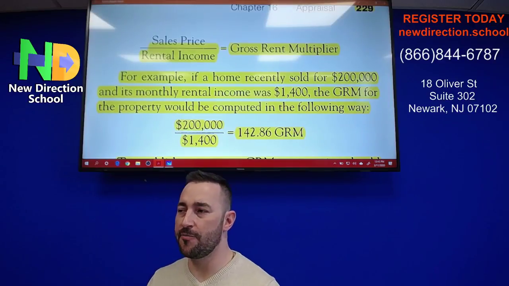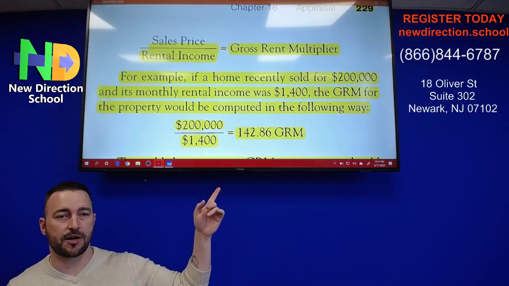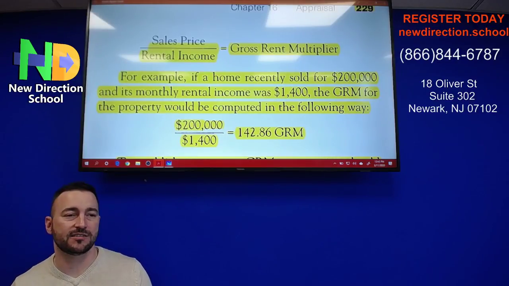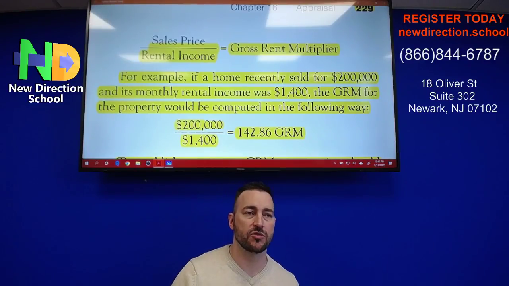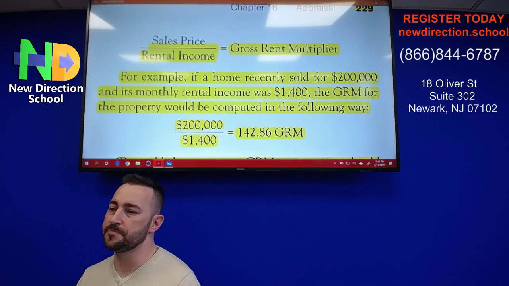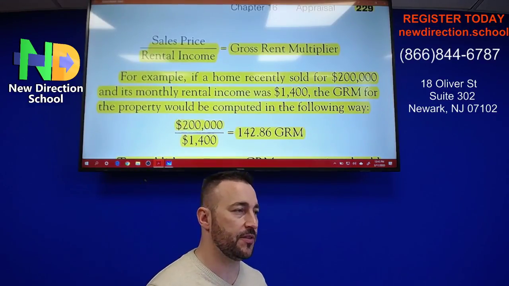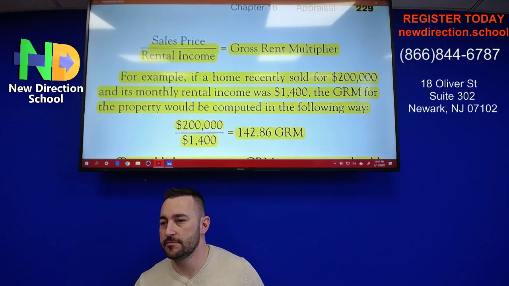So if my property brings in rental $1,500 a month, do you think it's worth more than this property? This one brings $1,400 a month. Mine brings $1,500 a month. Sure. Absolutely. So, guys, calculators, what you have to do is find the acceptable GRM and multiply your rental income by the GRM. So 142.86 times 1,500, my property is worth $214,000. Is $214,000 more than 200? Absolutely. You guys got it?